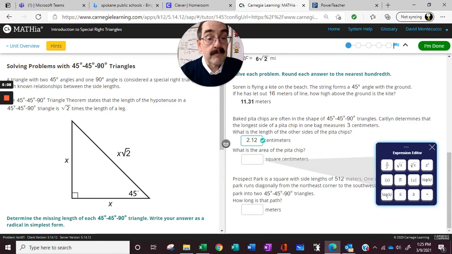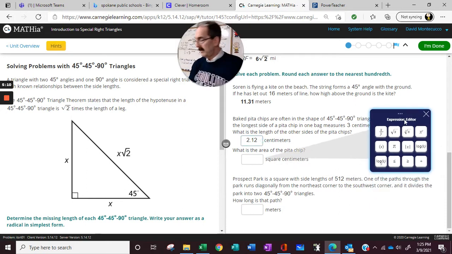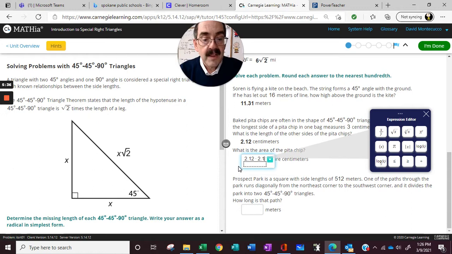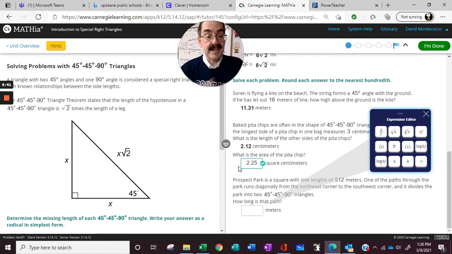And what is the area of a triangle? We know that. Remember the area of a box is length times width. The area of a triangle is 1/2 the base times the height. So now we know the base times the height, times 1/2. Let's try it. Yes.